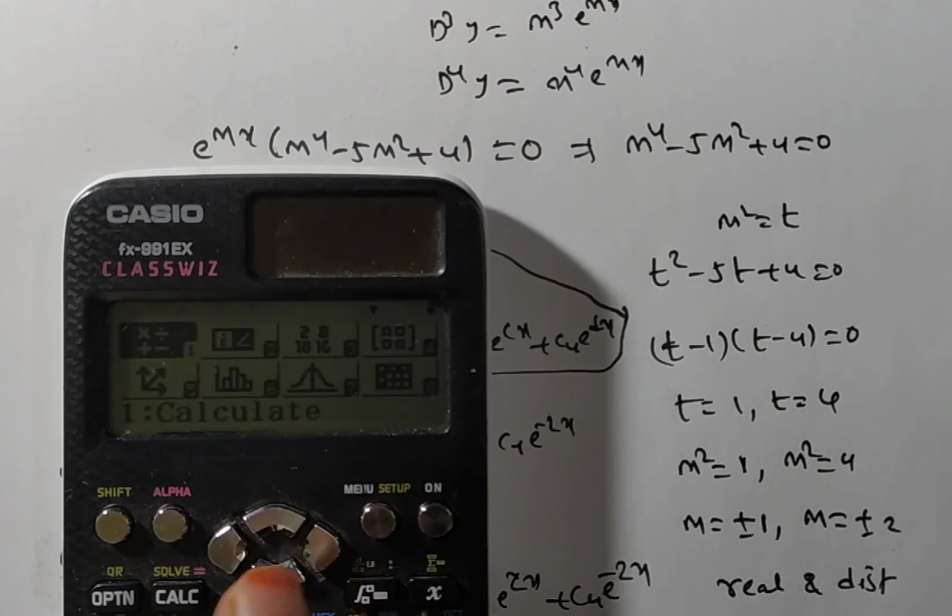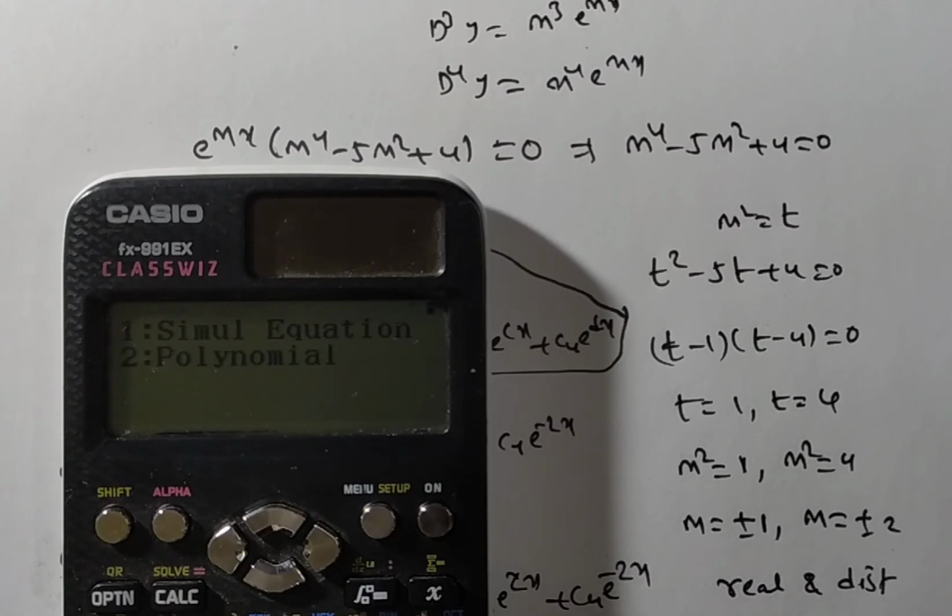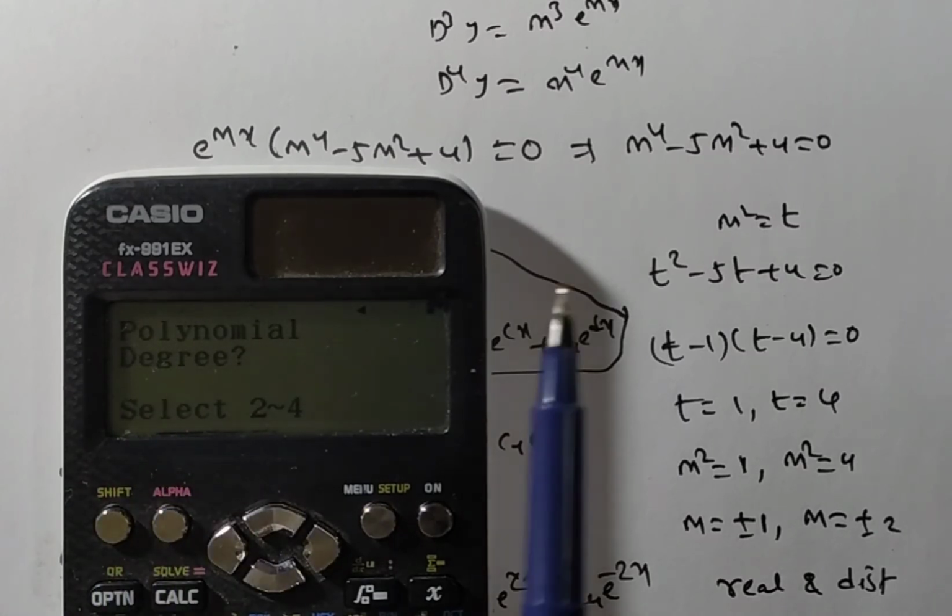Go for menu. In this one, equations means you have to press the A button. Then you see there are two types of equations. One is a simultaneous equation, another one is a polynomial equation. So now this is a polynomial equation. Press 2 button. It is asking to select the degree. What is the degree of m to the power of 4? 4 only. So press the 4 button.